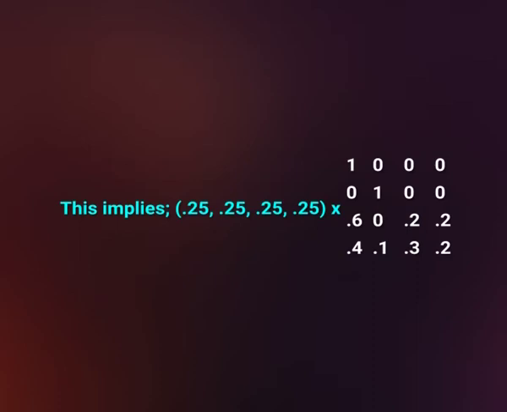This implies 0.25, 0.25, 0.25, 0.25 multiplied by the matrix 1, 0, 0, 0; 0, 1, 0, 0; 0.6, 0, 0.2, 0.2; 0.4, 0.1, 0.3, 0.2.